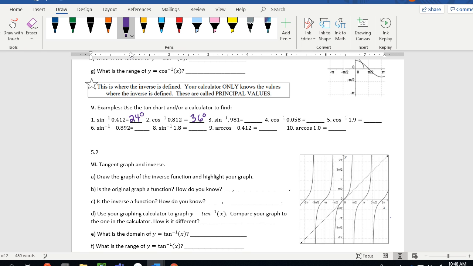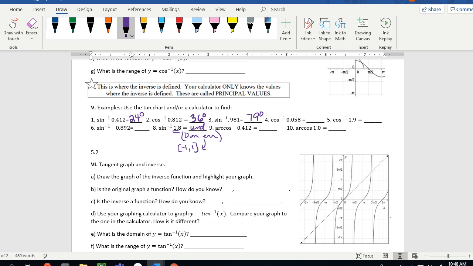Sine inverse of 0.981, and so on. What you're going to find out here is that it says domain error. And if it says domain error, that's because the sine has to be between negative 1 and positive 1, and 1.8 is outside of that. So that's why it says domain error. All right. So this is not going to have an answer.